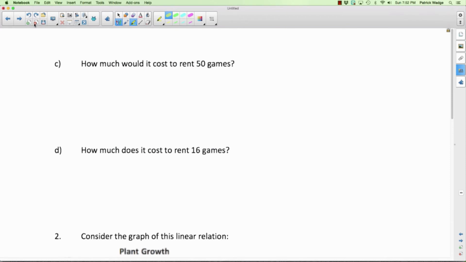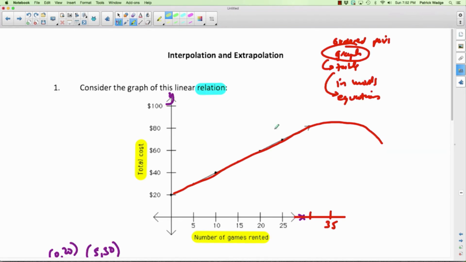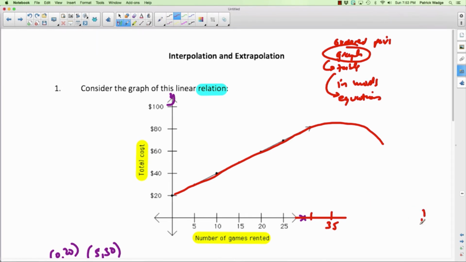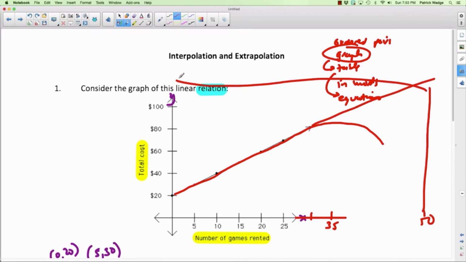Alright, so let's do some interpolation and extrapolation for the question we just did. How much would it cost to rent 50 games? Well, if you look, 50 is well beyond the points we knew. So this is extrapolation, isn't it? It's beyond 25, so it's extrapolation. So I could put my graph going all the way up to 50. It's going to be way out here somewhere, and I could draw a straight line and then estimate from that. You know, it's a bit of a mess. This is why extrapolation can be a real hassle.